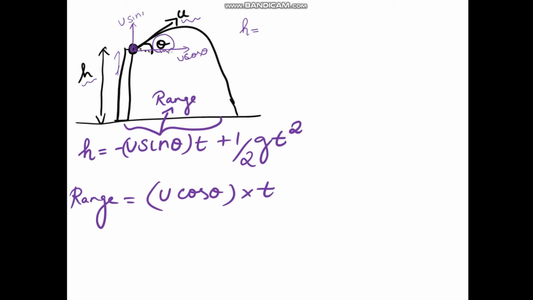This we have seen in the previous videos, how to resolve a component. There is a separate video in this playlist. If you have doubt, you see that. Since here we are taking along the vertical direction, it is h is equal to minus u sin theta into t plus 1 by 2 gt square. This equation you must remember. Here t is nothing but time.